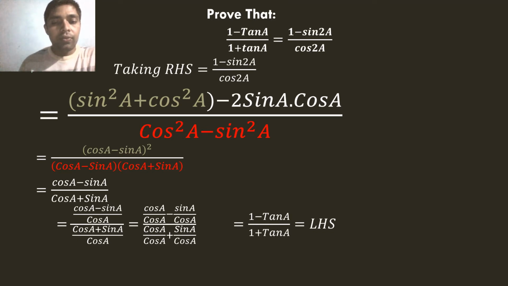In the denominator also we have used the formula for cos 2A in cosine-sine format. Then we have used a square minus b square, and cancellation happened. Then we have divided each term of numerator and denominator by cos A, so that we get everything in tan format. So in this way we can solve this problem. This is a short question.